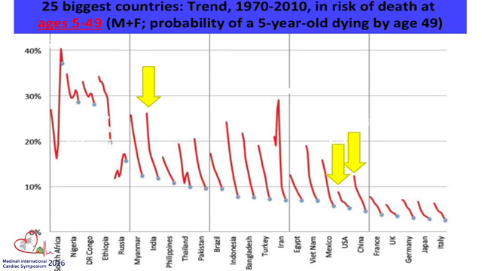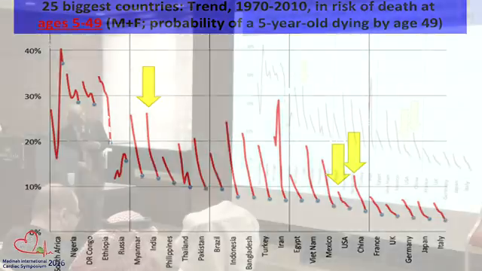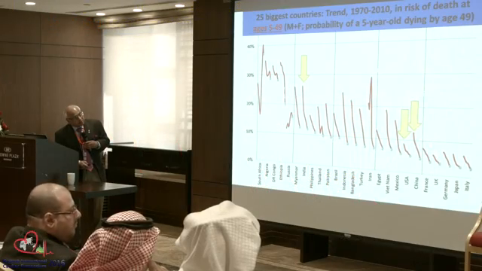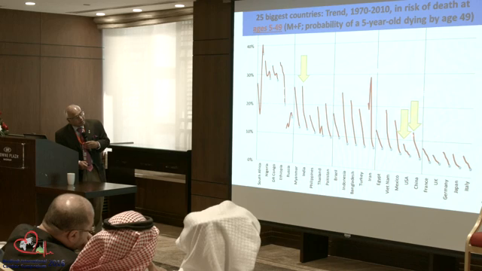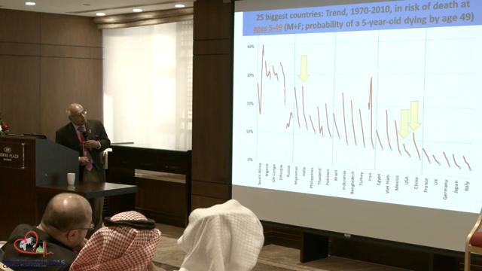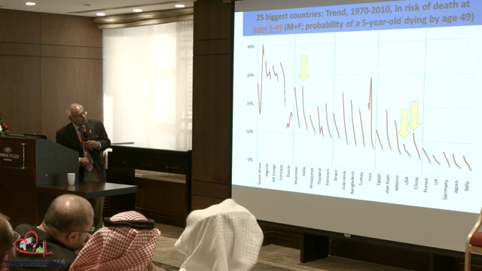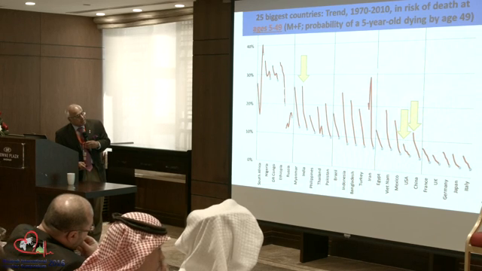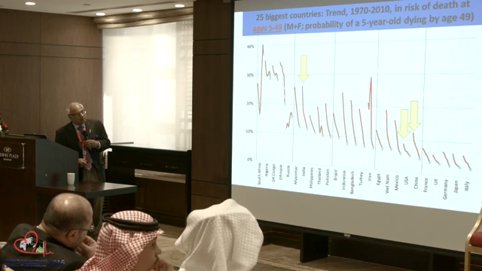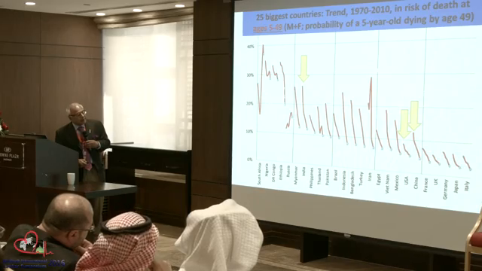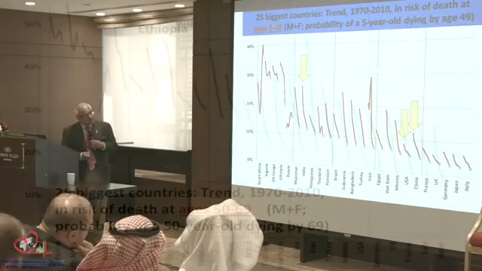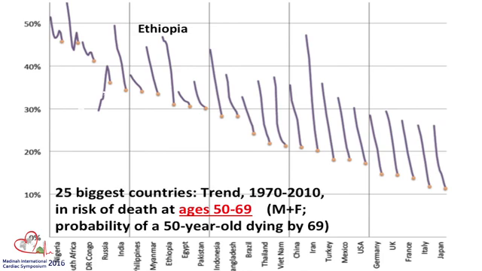The next one is just showing you the data for India, huge drop, China, huge drop, and France and the UK, again a huge drop. So apart from Russia, Africa, where HIV played a role, and Iran, where war played a role, by and large, these are seen. Now, what about between 50 and 69? And you will see here, again, most of them show a decrease.